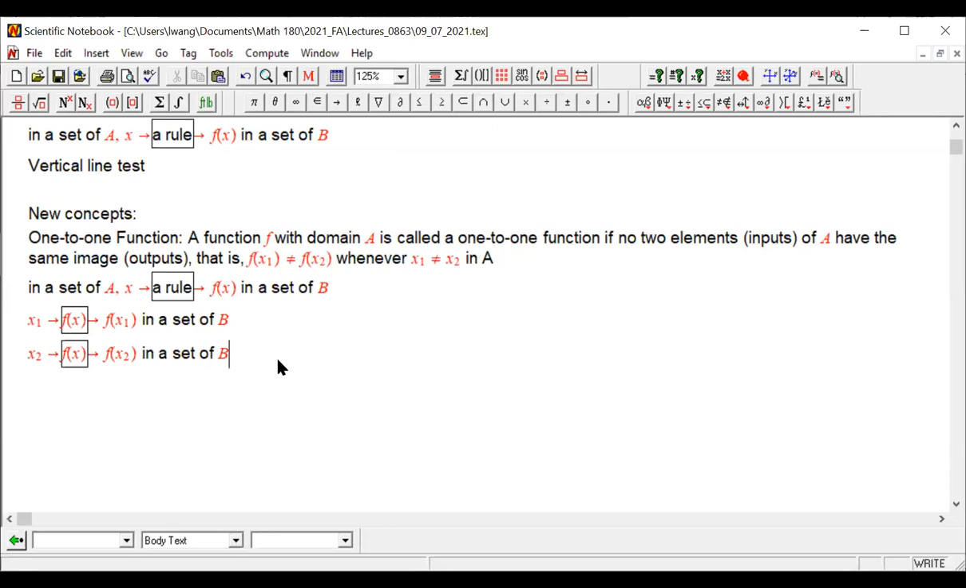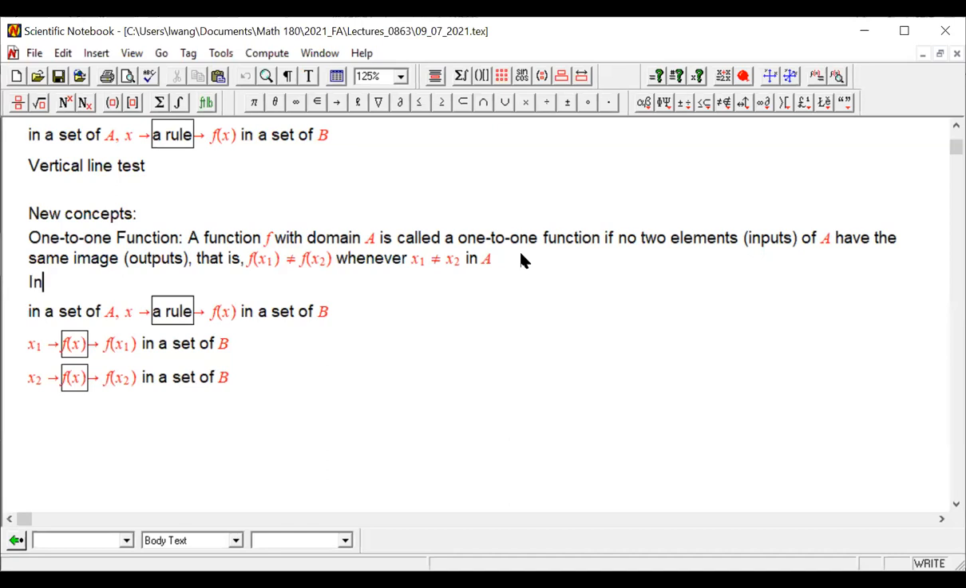So whenever, okay, whenever. What does it mean by whenever? For all of them, for any different ones. So in other words, for any x1, x2 that are not the same, their outputs are not the same either.